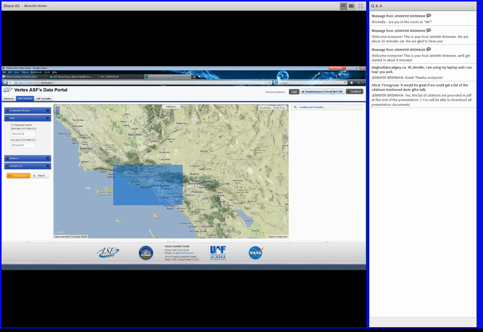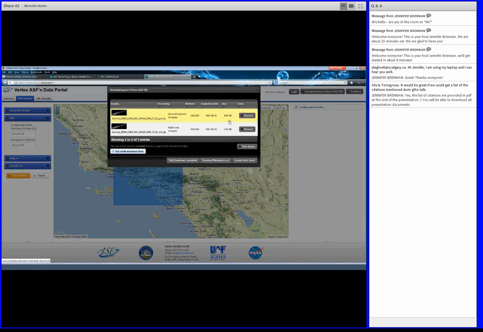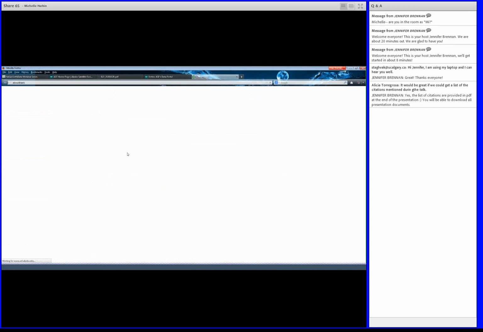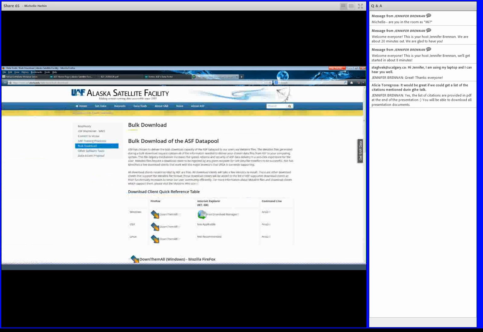While that's searching, I'm going to click on that download queue, and as I said, you can use a bulk download. There are clients available or plugins for browsers. You can get more information about the plugin you need by clicking this button, Get a Bulk Download Client. It'll take you to an information page about the bulk download. We do recommend using Firefox, and please note that some browsers don't support any plugins that can do bulk download.